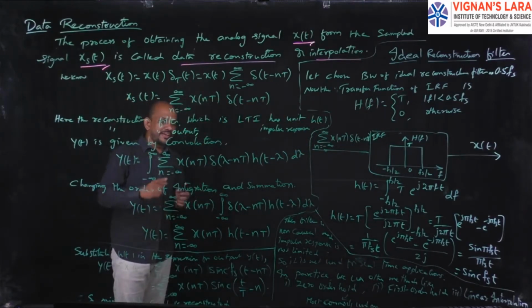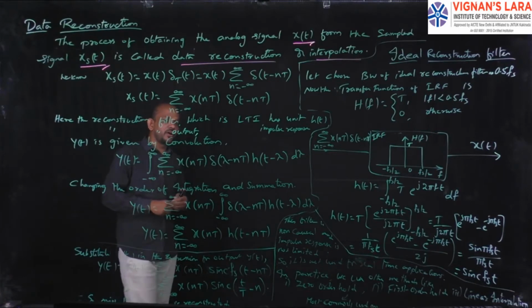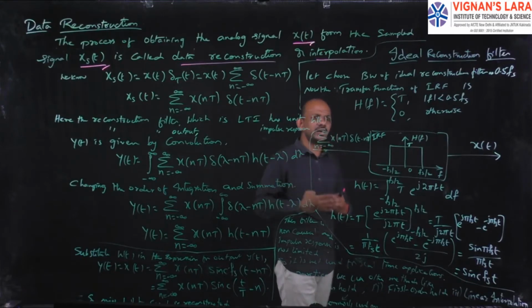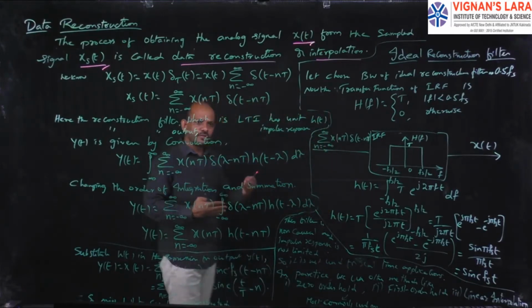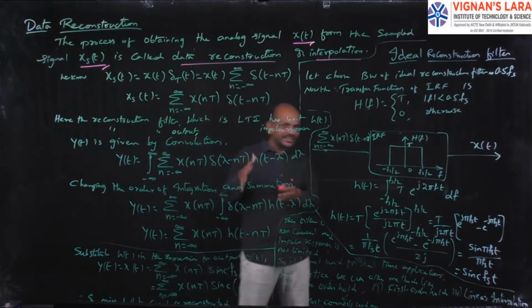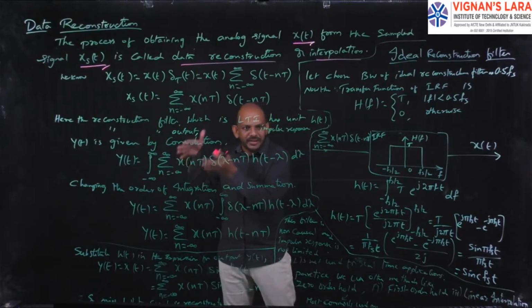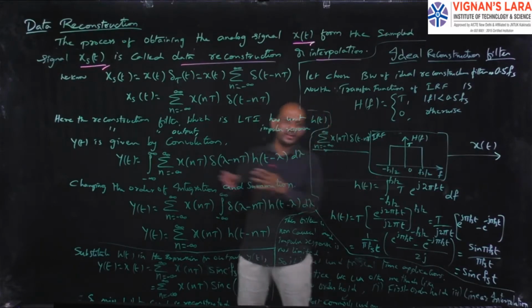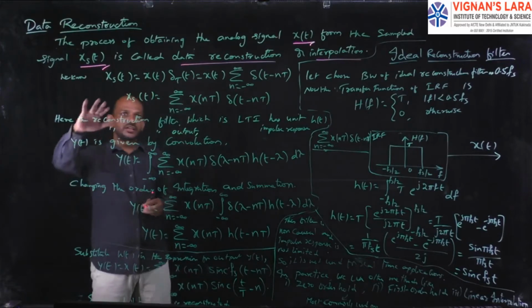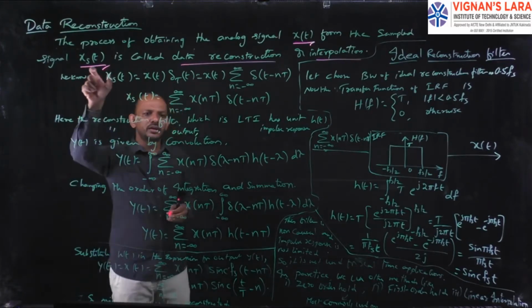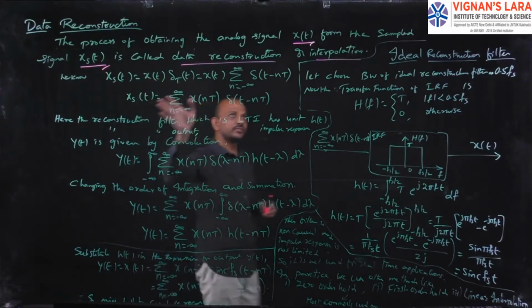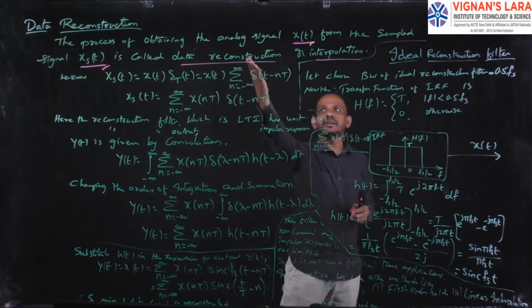Already I explained the sampling techniques, how sampling is done. Sampling can be done in three ways: impulse sampling, natural sampling, or flat top sampling. There I multiply the input signal, that is the message signal, with an impulse train or a pulse train, and by that I get the sampled version. Here I represent the sampled signal as xs of t, the output signal.